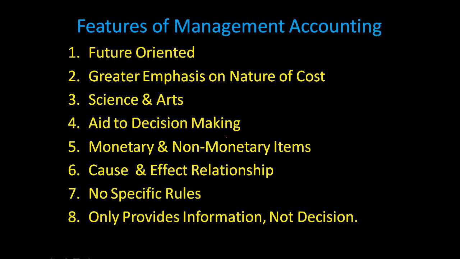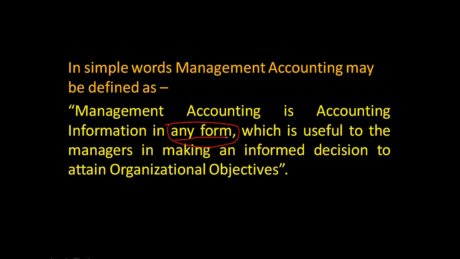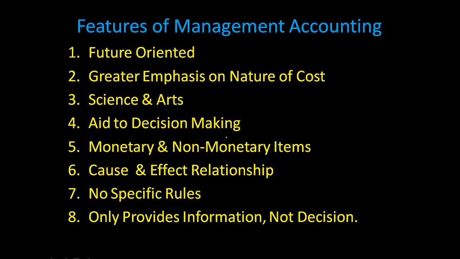Okay, that does make the difference, a cause and effect relationship. Seventh is no specific rules, as we just now discussed, in any form. That means we don't need to worry that I need a T-shaped account, or I need a vertical presentation. Don't worry about any rules, regulations, forms or formats. As long as it can be understood by the management, that is acceptable, right?